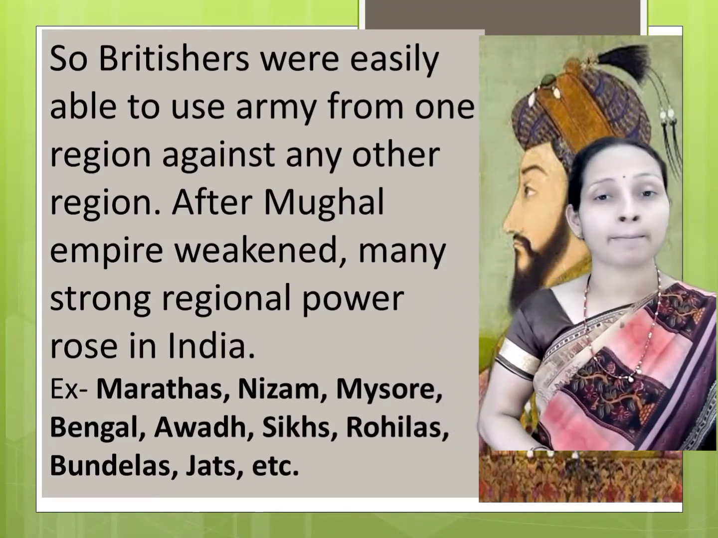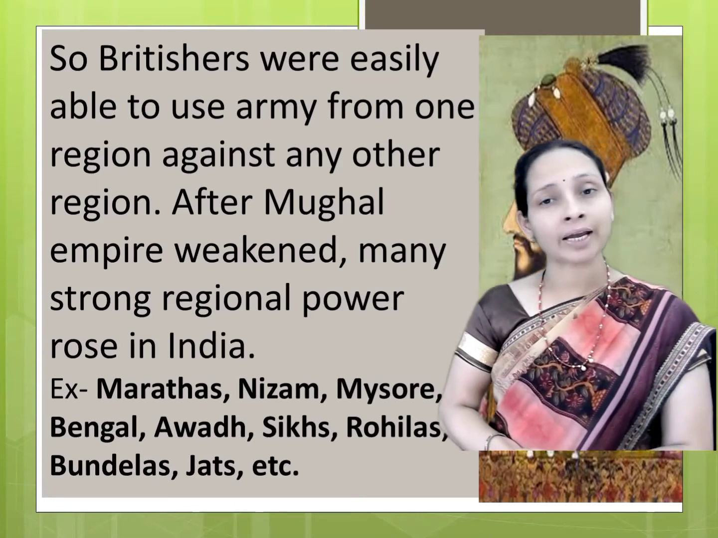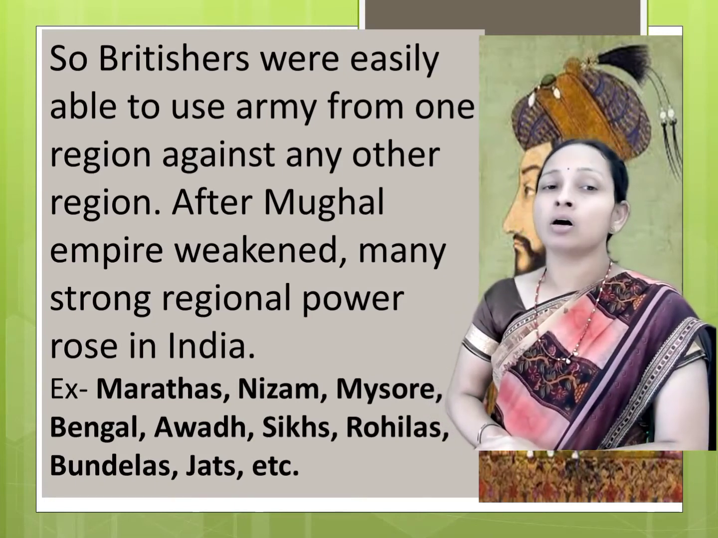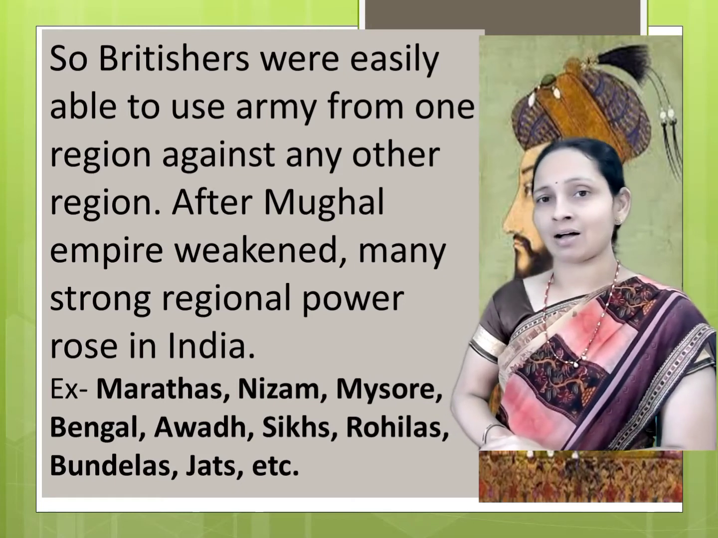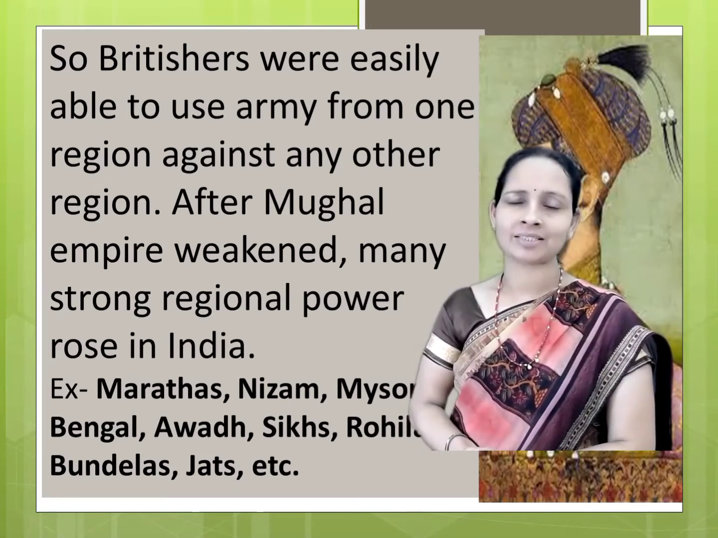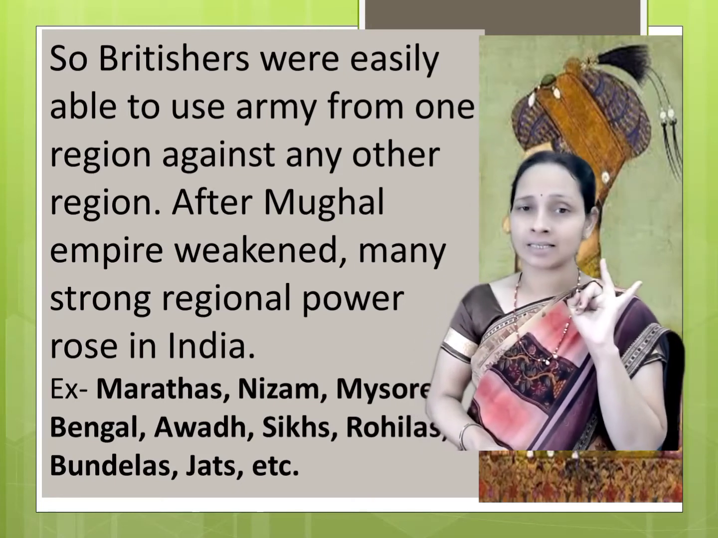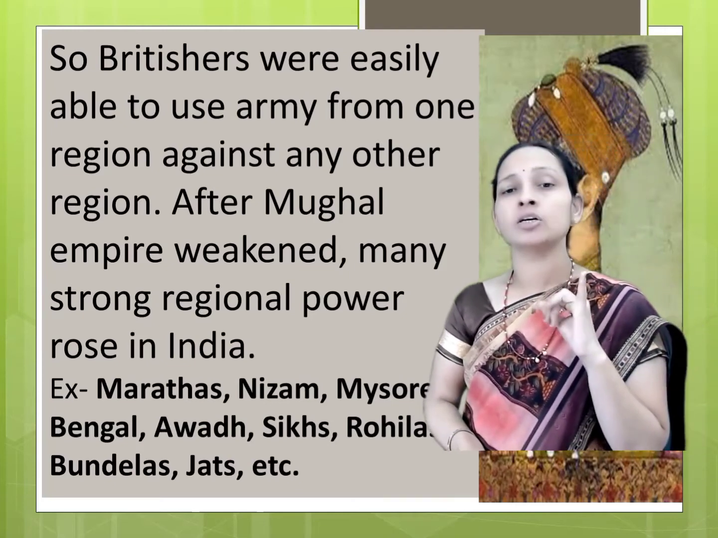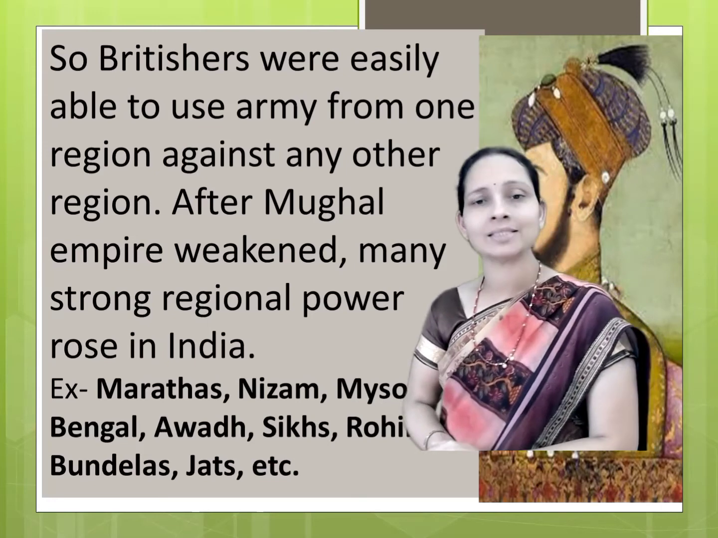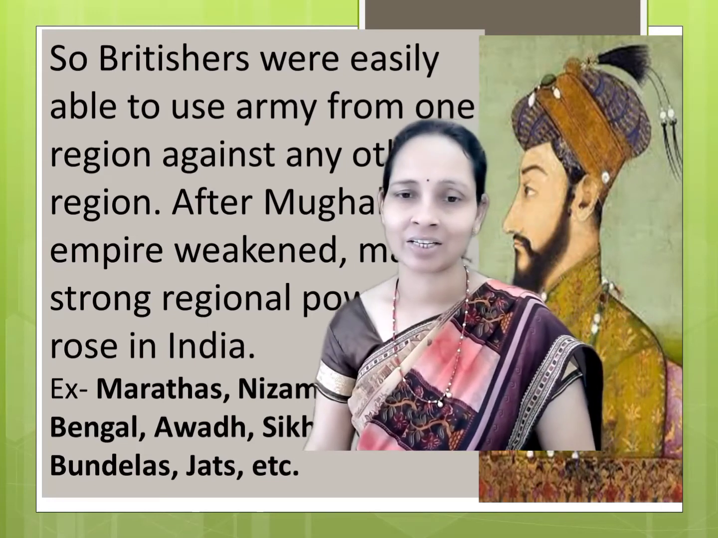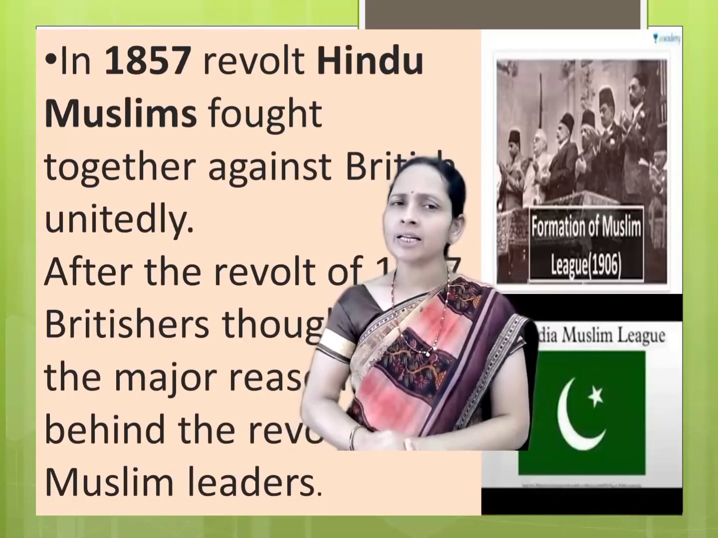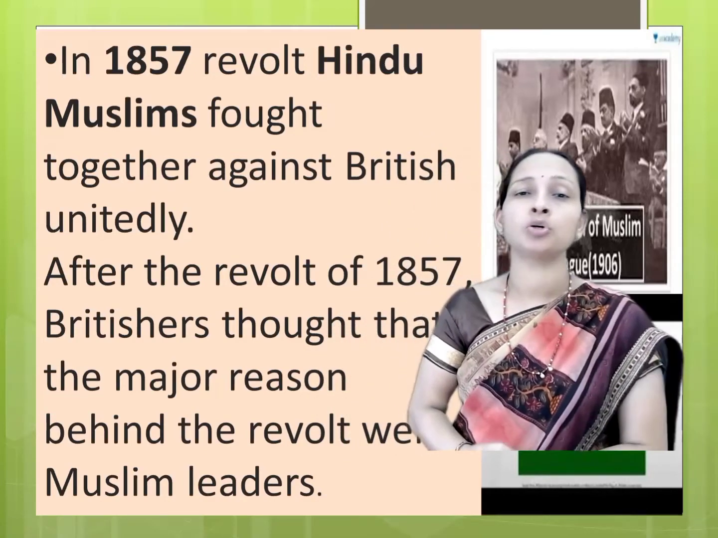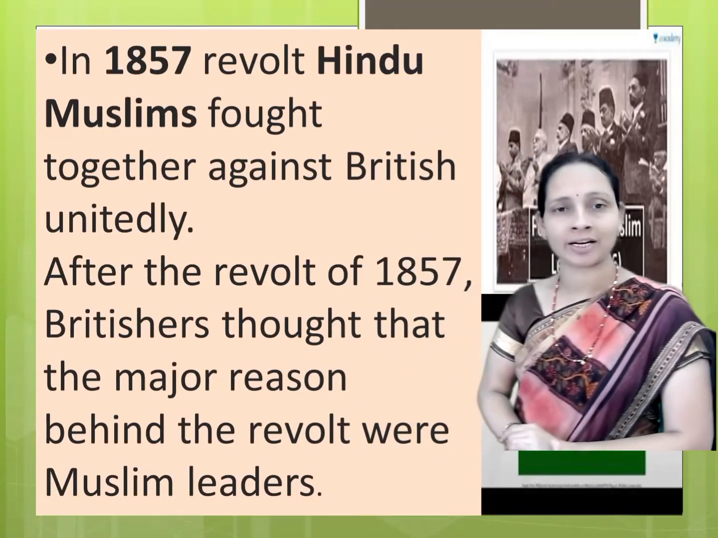After the Mughal Empire weakened, many strong regional powers rose in India. What were the different examples? Marathas, Nizam, Mysore, Bengal, Awadh, Sikhs, Rohillas, Bundelas, Jats, etc. In the 1857 revolt, Hindus and Muslims fought together against the British unitedly.